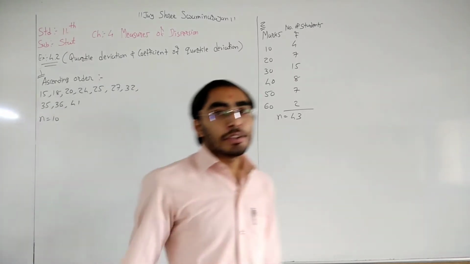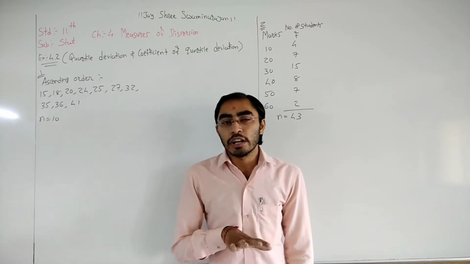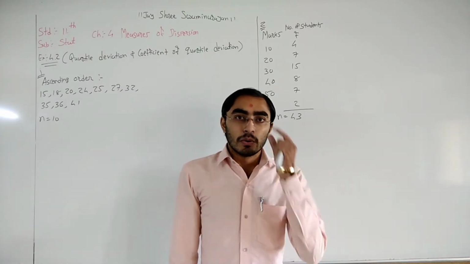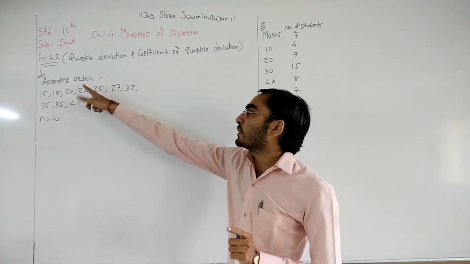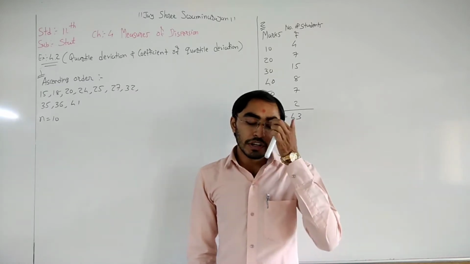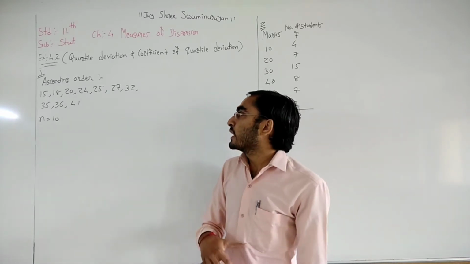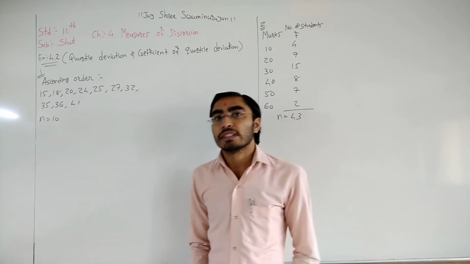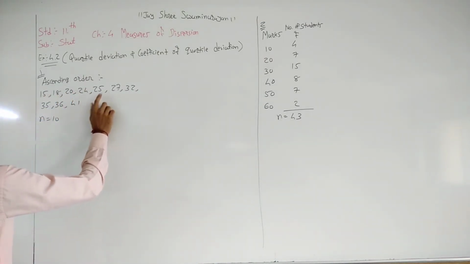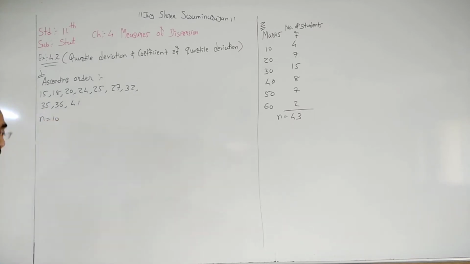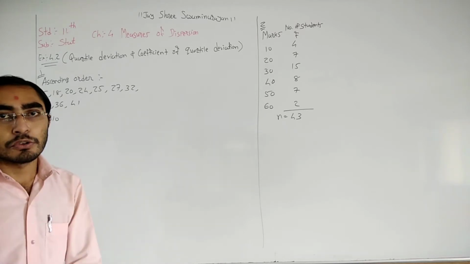And for finding out the Q1 and Q3, our first work is to convert the ungrouped data into ascending or descending order. Okay, so that random data is given to you. So first of all, just find out the ascending order. For finding out the Q1 and Q3, we just want ascending order. We already discussed this method in our chapter number 3. So first of all, ascending order is 15, 18, 20, 24, 25, 27, 32, 35, 36 and 41. Now, from that we need to find Q1 and Q3.